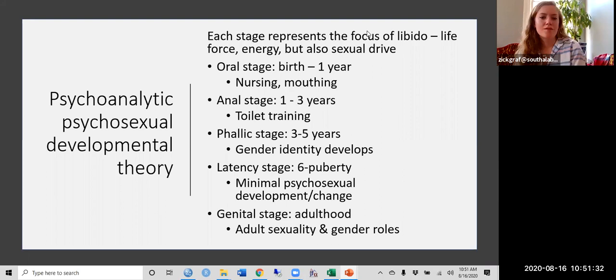So Freud believed that there wasn't a lot of psychosexual development happening in this stage. And again, he was right that there's not a lot of physical maturation happening in this stage, but there is a lot of learning and socialization happening.